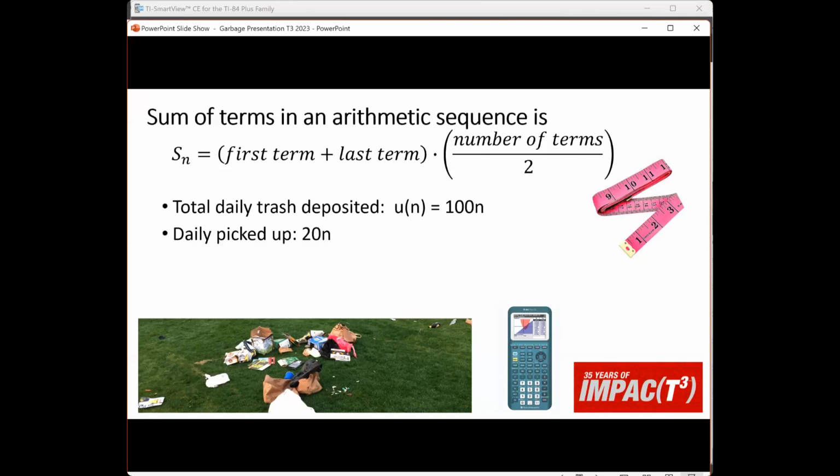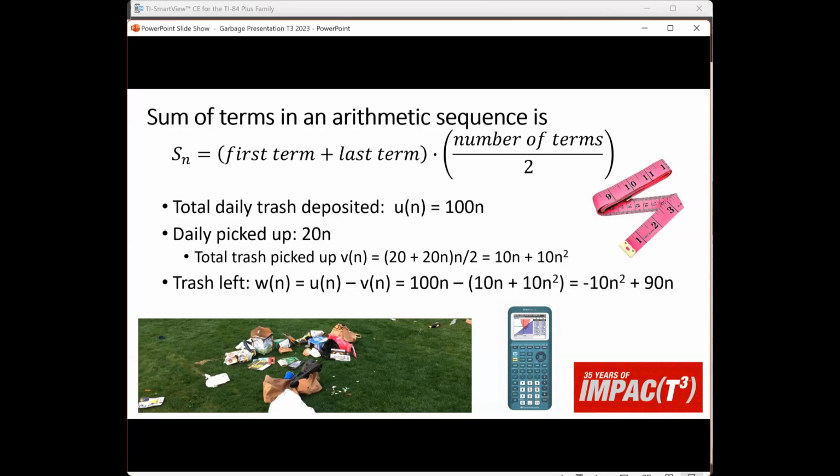But the daily trash picked up is 20n. So that means that the total trash picked up, that V sub n, rather than having to write it recursively, could be written as 20, our first term, the first amount of trash we picked up, plus 20n, which is the amount of trash we pick up on day n. That's first term plus last term, times the number of terms, which is n, divided by 2, which is, by the way, 10n plus 10n squared.